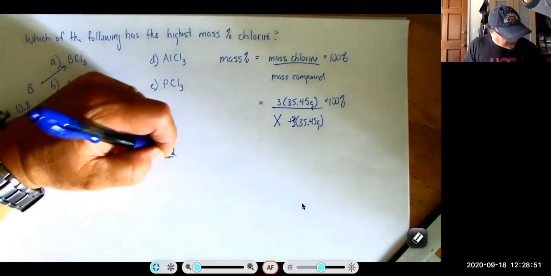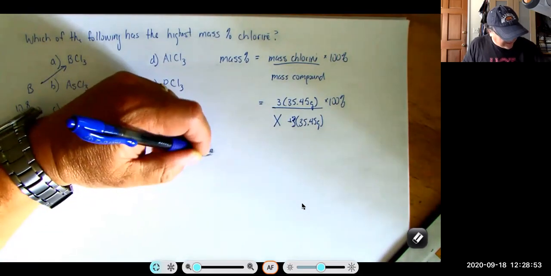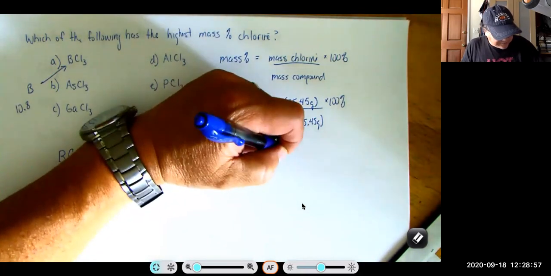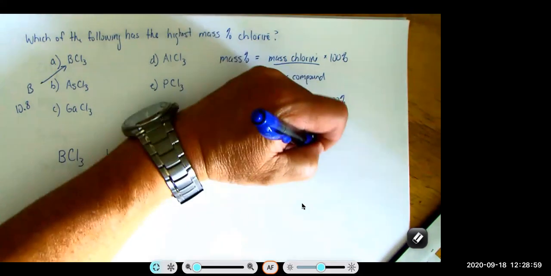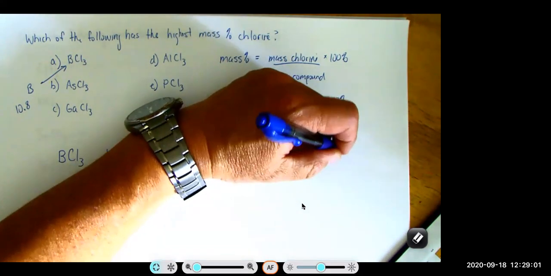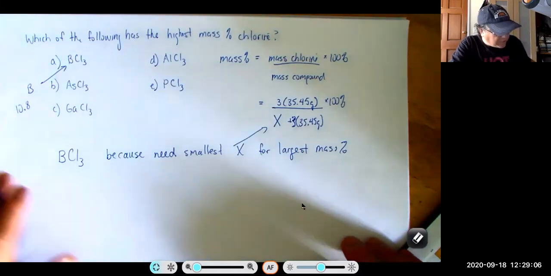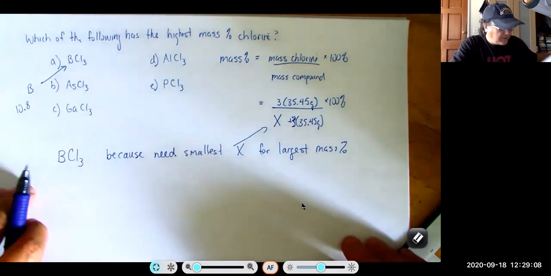because you need the smallest X for the largest mass percent. And so do you see, you don't really need to calculate each of the mass percents. You've given a very good, reasonable explanation. Moving along.